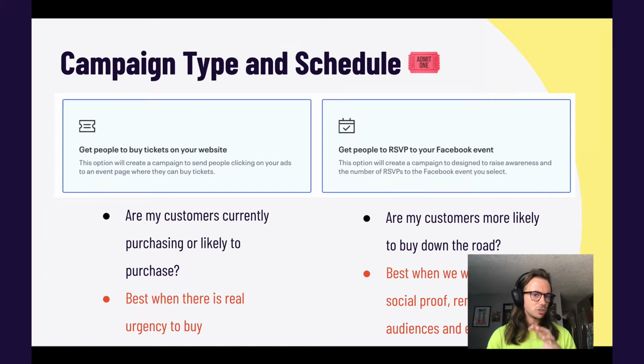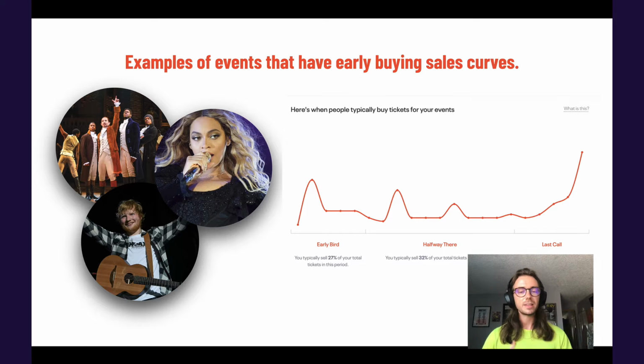So let's go ahead and briefly cover a couple of different types of events that have different buying curves. You can see this curve within the event strategy section of the platform to get an understanding of when your customers are purchasing, and then we'll recommend, based on the purchase cycle for your events, when you should be running what type of campaign. But I'd love to share the context with you on why and when we recommend certain types of campaigns.